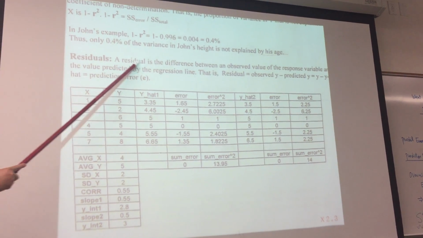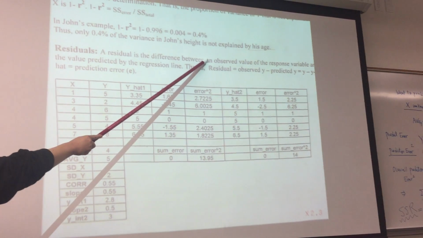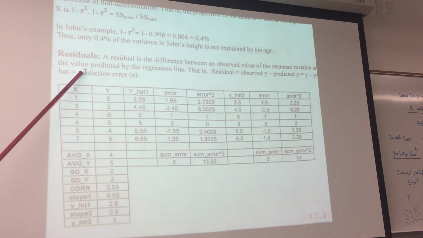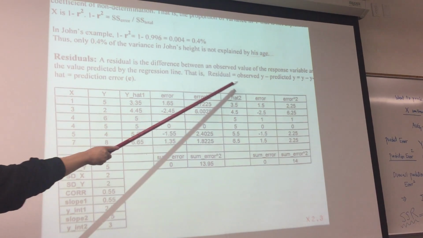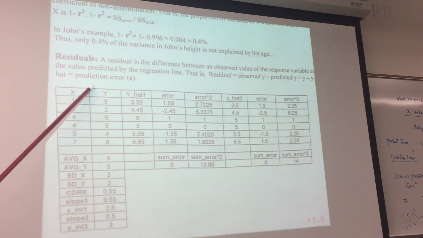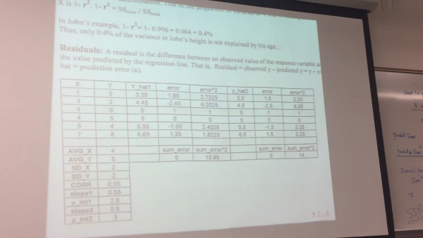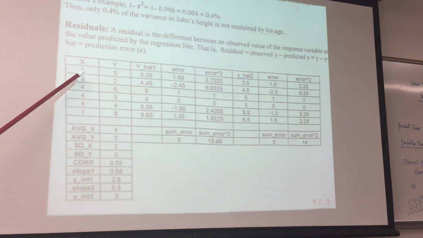A residual is the difference between an observed value of the response variable and what? The predicted value. That is to say, residual is observed y minus predicted y, or y minus y hat. We call this the prediction error. Say this is the data set given: X column, Y column.